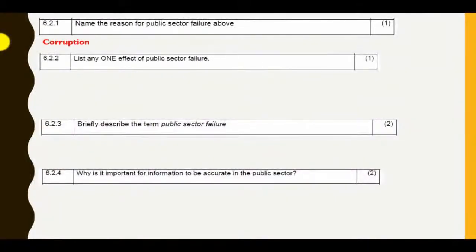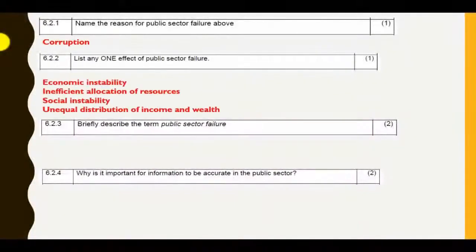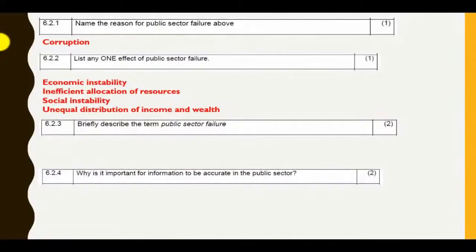So when the public sector fails to deliver the goods and services that it's meant to, when there's corruption, when money goes into people's back pockets and is not used to build houses, schools and clinics, what are the effects of that, grade 12? That is what the question is asking you. So you could have said any one of these: economic instability, inefficient allocation of resources, social instability, and unequal distribution of income and wealth. So these are the effects of public sector failure.